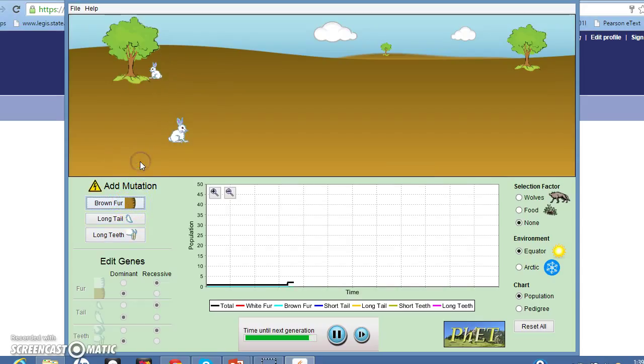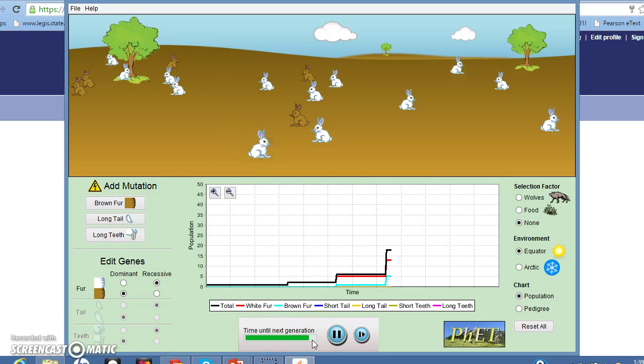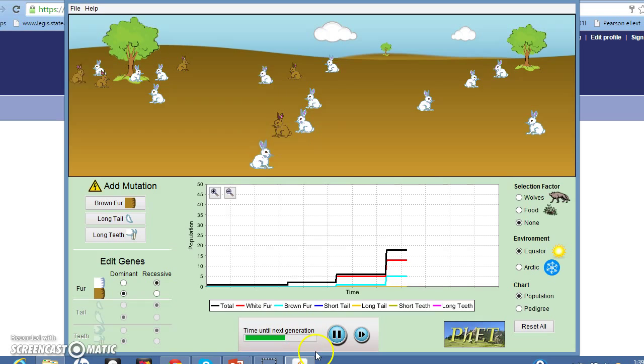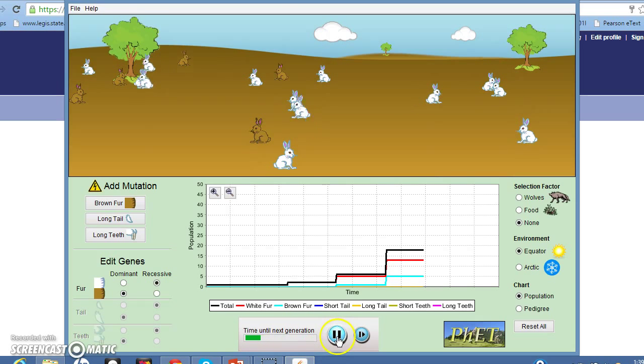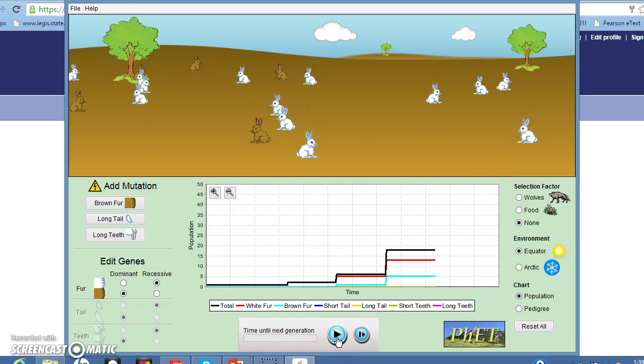We'll go ahead and add a friend to let the population of rabbits multiply. We'll add another genetic allele, brown fur. Let this generation run and let the population develop, about 3 generations. And then we'll stop. We'll have our students graph the data for the population of the white rabbits and brown rabbits.